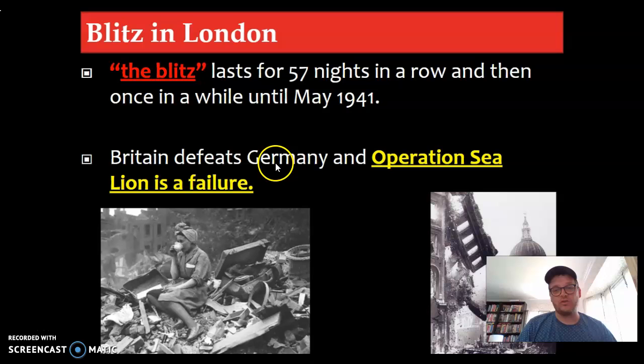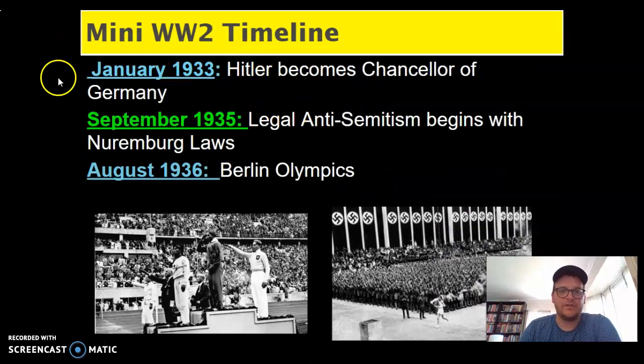Britain eventually defeats Germany, and Operation Sea Lion is a failure. So eventually, Germany can't keep sending planes across the English Channel from their territory they've conquered in France to England, and eventually they have to pull back. And this eventually leads to the Allied invasion of France, which starts picking up the pace, and eventually leads to Germany losing the war.